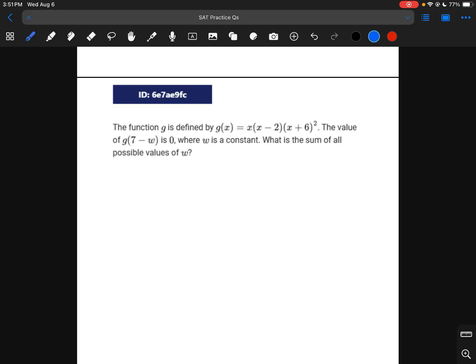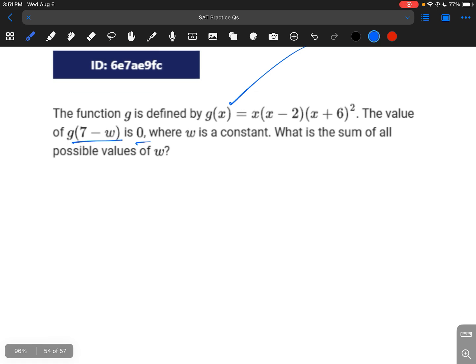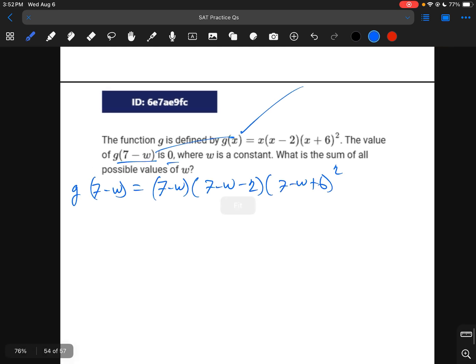And the SAT loves to ask questions about nonlinear functions, functions that are not just a straight line. So for this equation, we're told that g of 7 minus w is 0. Okay, so we just got to plug in 7 minus w into this equation. So g of 7 minus w, we just plug that in for x, is equal to x, which is 7 minus w in this case, times x, which is 7 minus w minus 2, times x, which is 7 minus w plus 6 squared. What is the sum of all possible values?